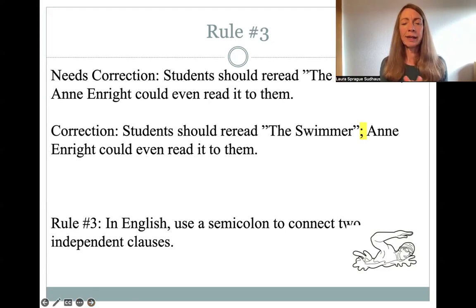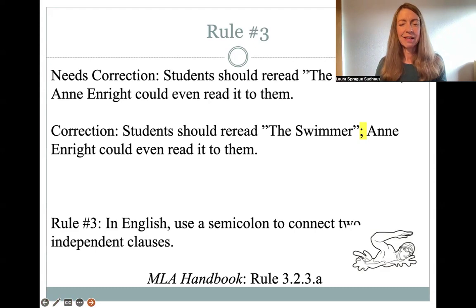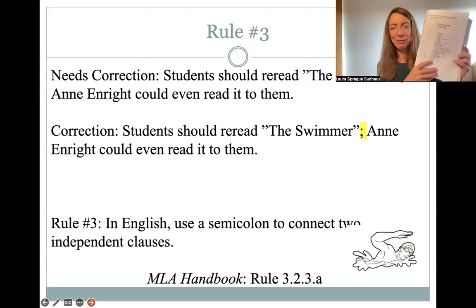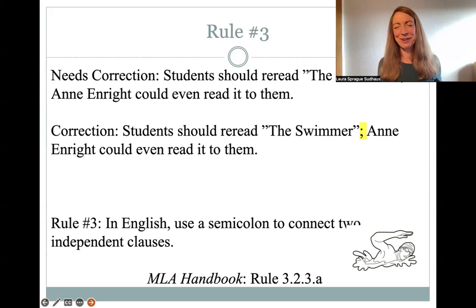Remember that rule. In English, use a semicolon to connect 2 independent clauses. I am sitting in my home; you are sitting in yours, perhaps. MLA rule 3.2.3A, highlight it.